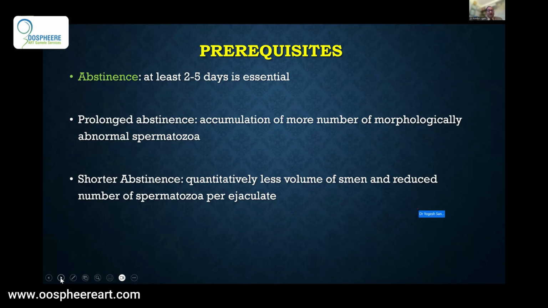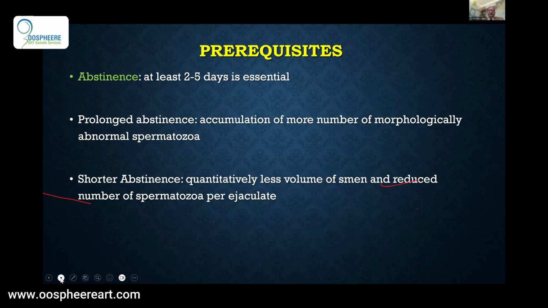Sometimes the patient has ejaculated yesterday and comes for analysis today. Again, the amount of seminal plasma is going to be less, and the number of spermatozoa per ejaculate is going to be less. So it is very important that we don't want shorter or prolonged abstinence. Adequate abstinence of 3 or 4 days is best. So your counseling matters a lot.